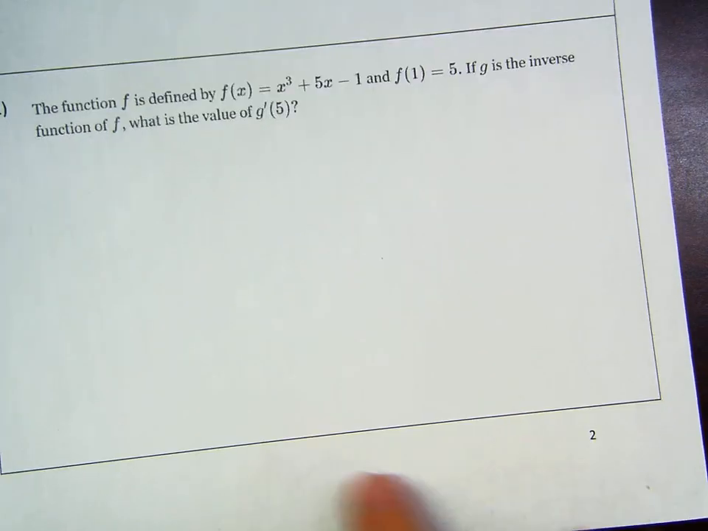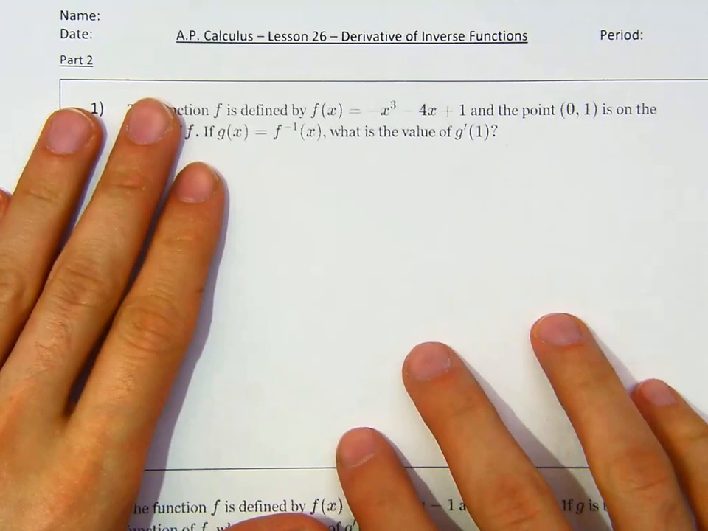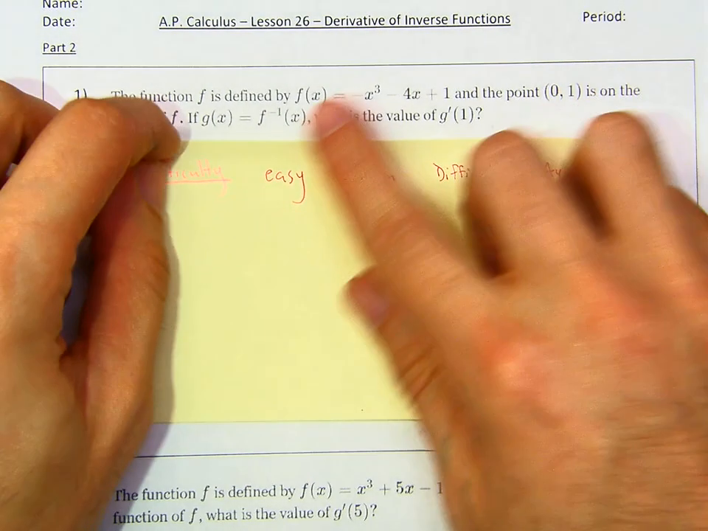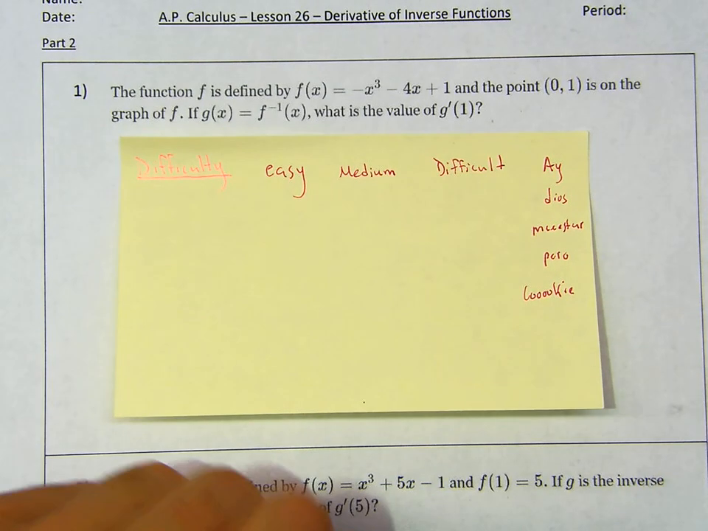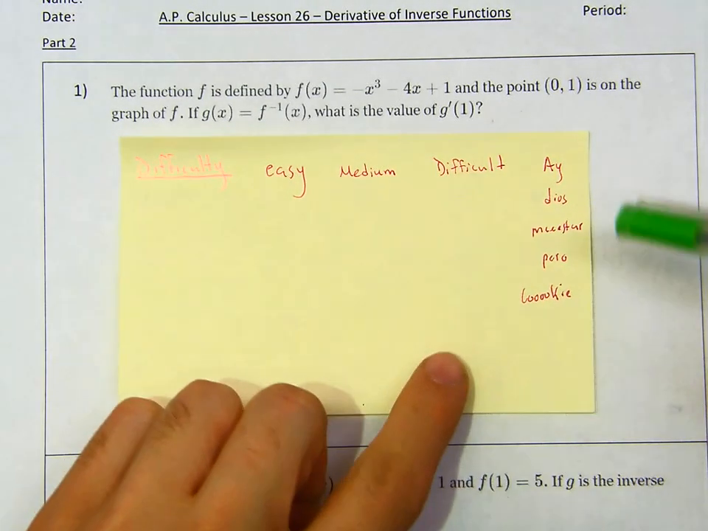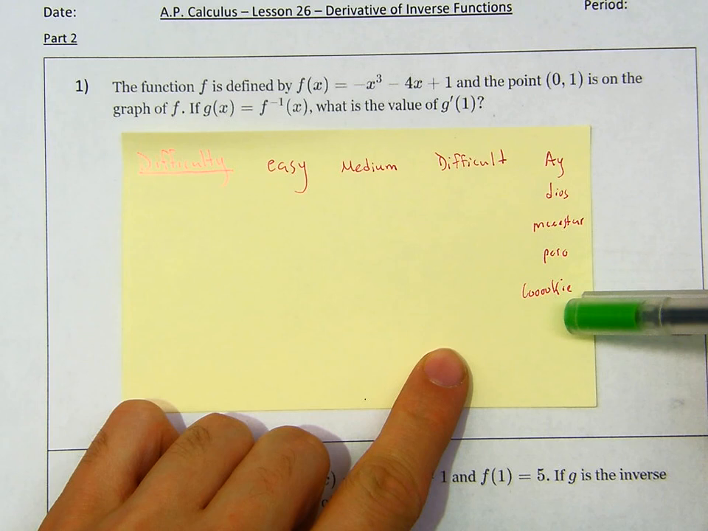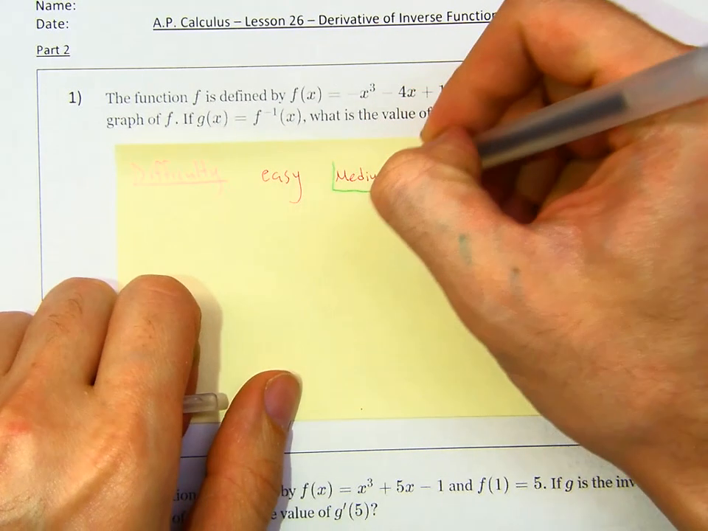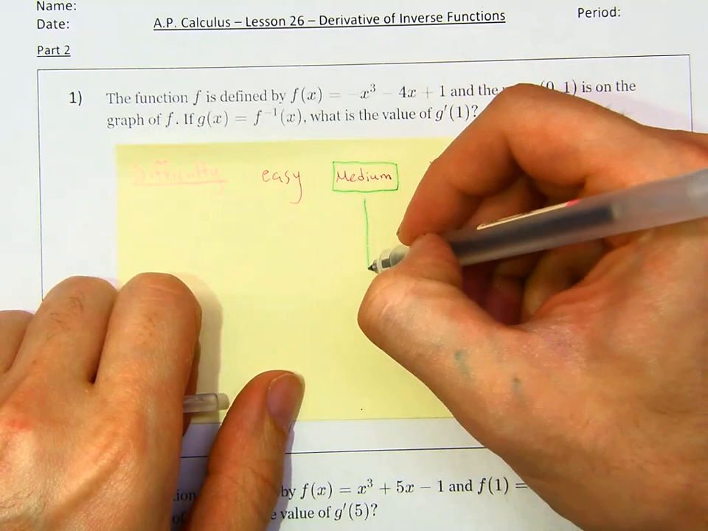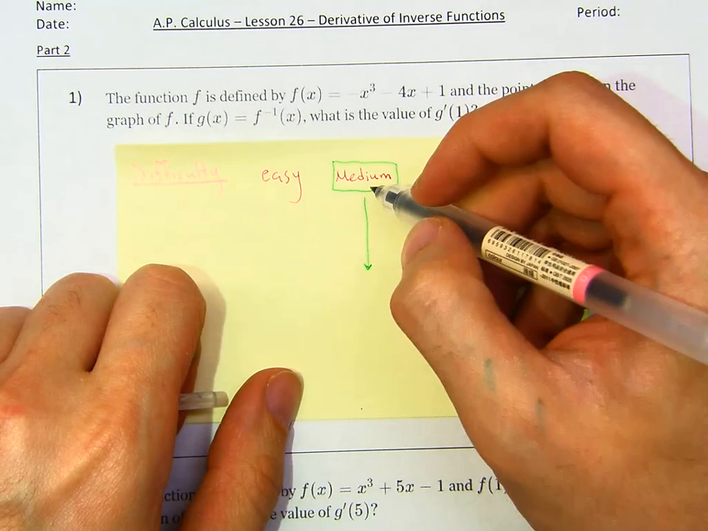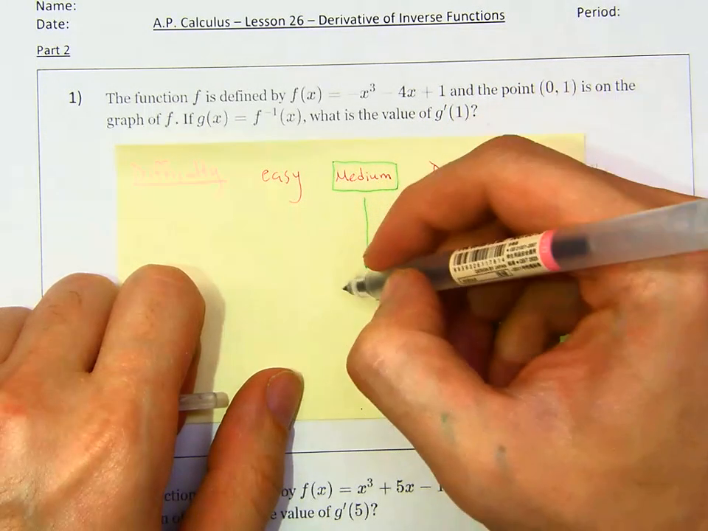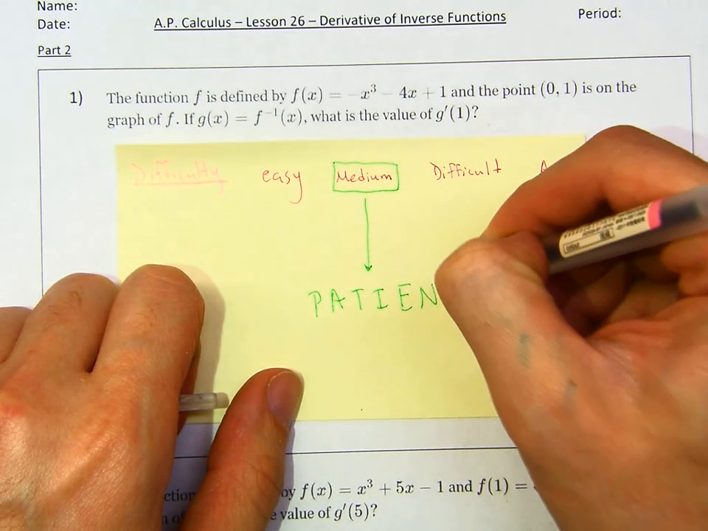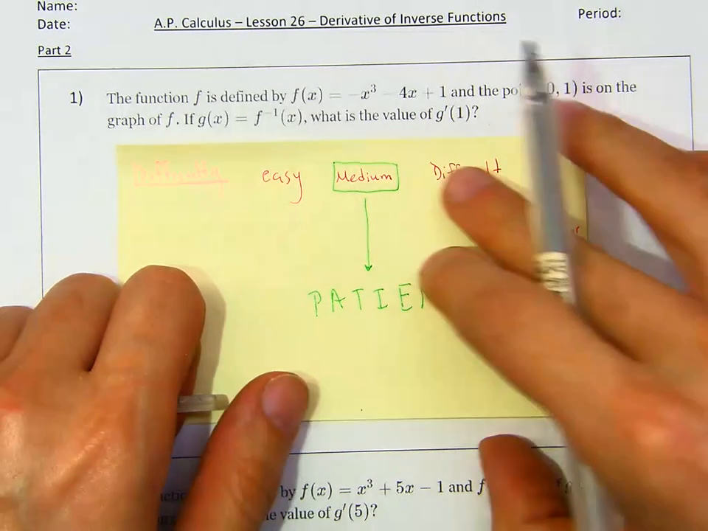AP Calc. Let's go to page 2 and look at the first question for today. For the difficulty of this lesson, what are the levels? You've got easy, medium, difficult, and you've got ay Dios mío, Mr. Pero cookie, that's next level stuff. But for today, we're just on medium. My voice is really messed up, but the only way this lesson is going to be medium is if you are patient. Remember that while you're taking this lesson.